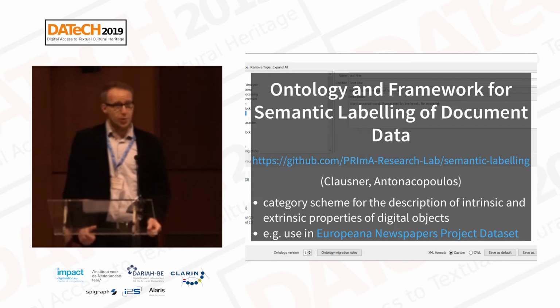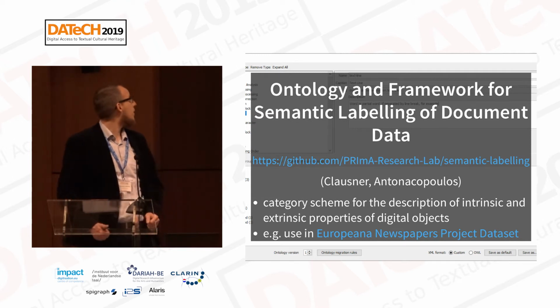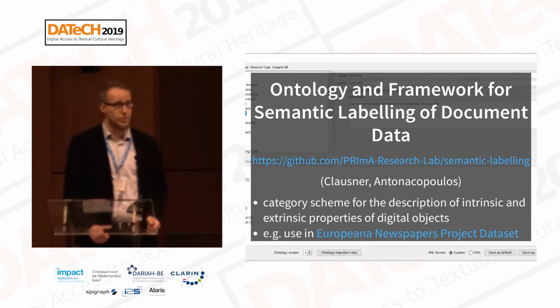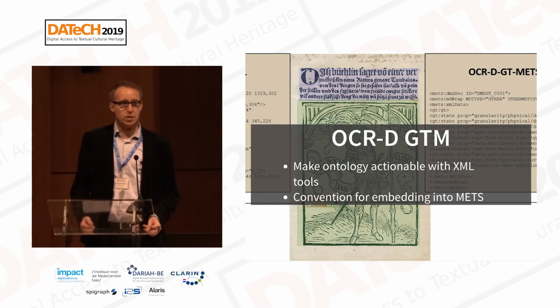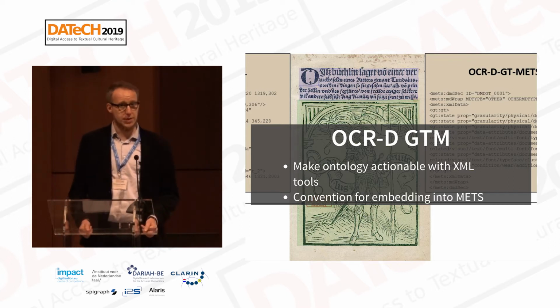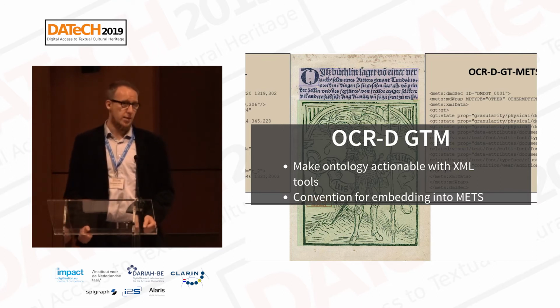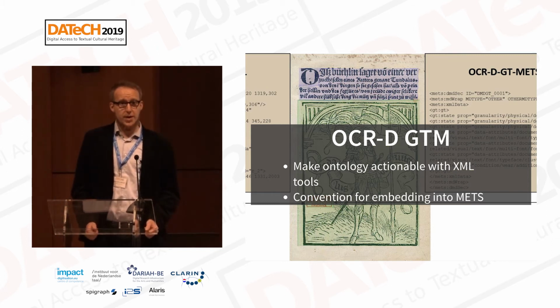It's used in Europeana, it's used in their own ground truth repository, and they have tooling to extend that. So we didn't have to reinvent it, but we took it and made it actionable. We created some XML tooling around that, wrote some scripts to convert it and to make it possible to use it in IDEs like Oxygen, and defined a convention how to embed that into METS.